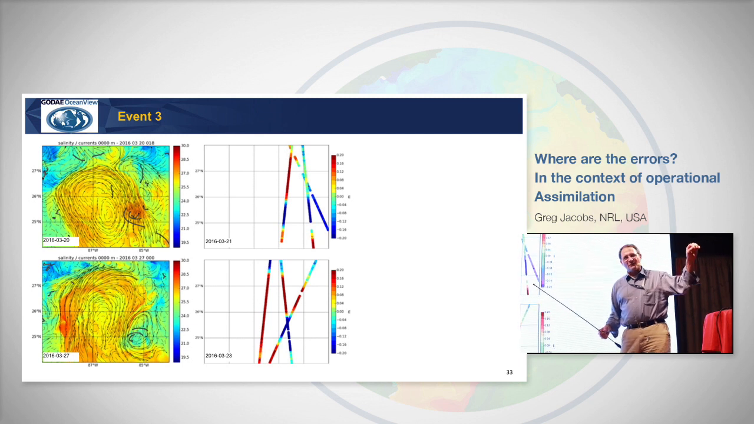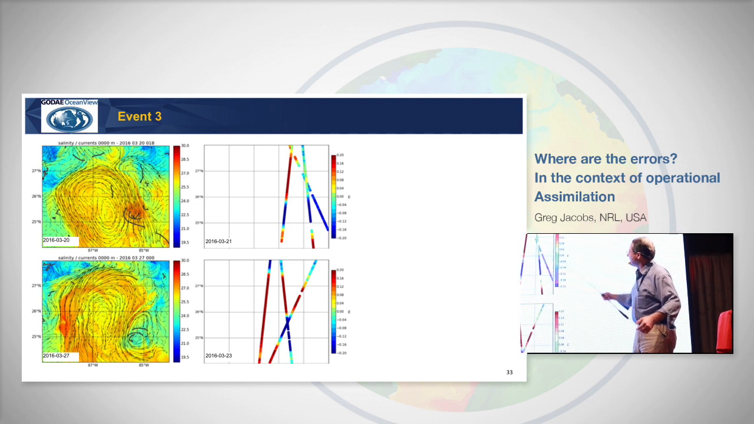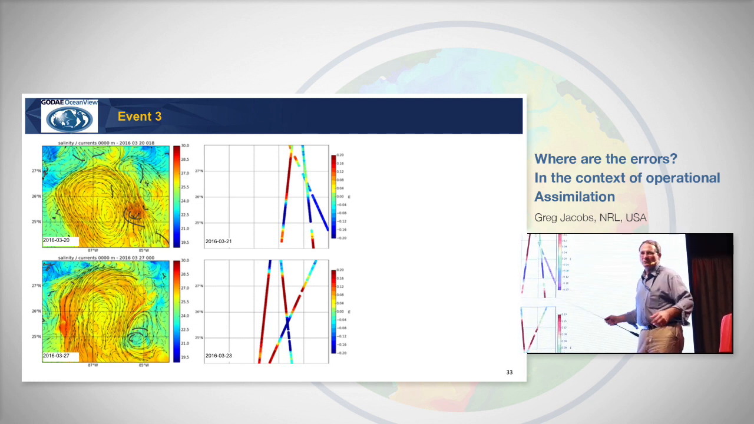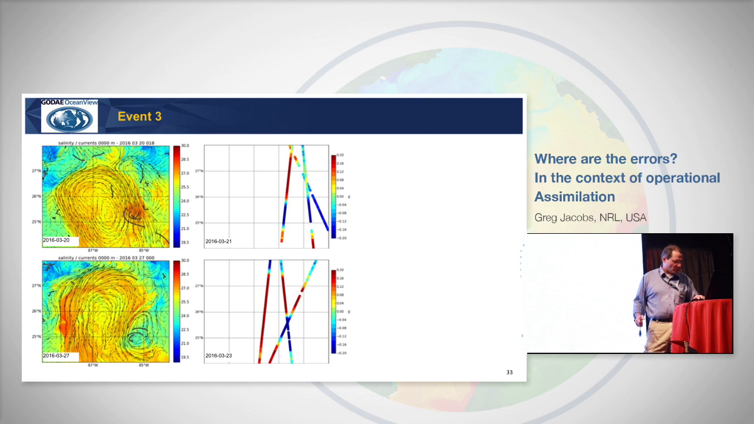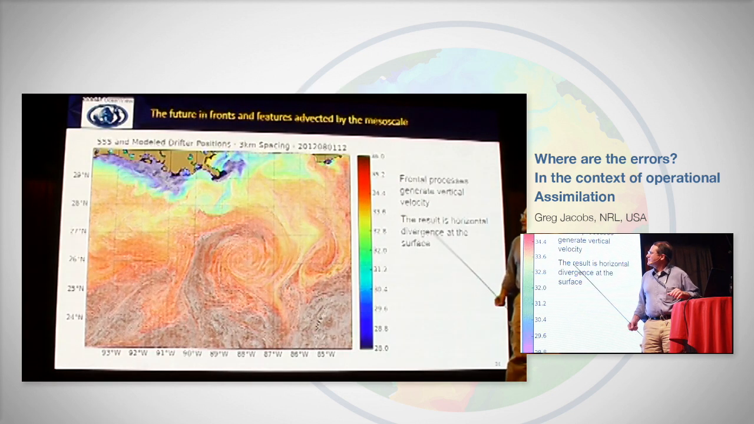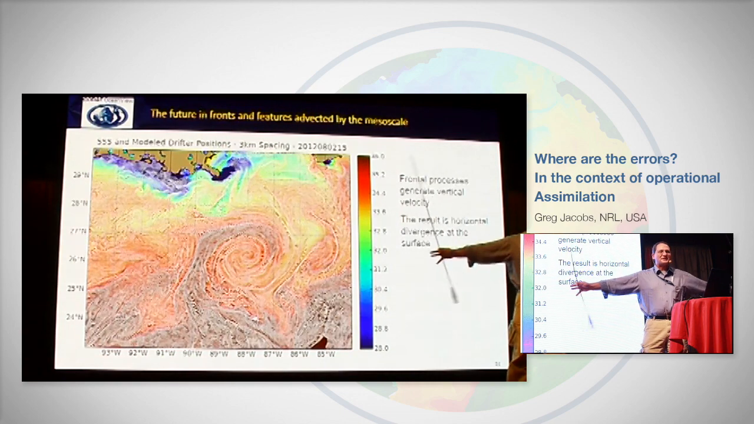But the fact that we have so little data in the ocean, it tells us how every observation is related. It extends the influence of those observations to the subsurface. It extends them spatially. That operator is the main part of the data assimilation. So, where's the future? The future is in fronts.